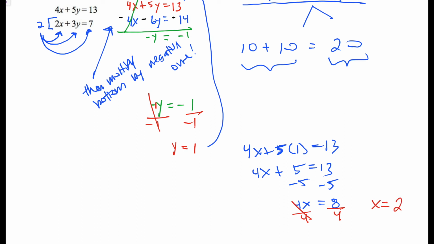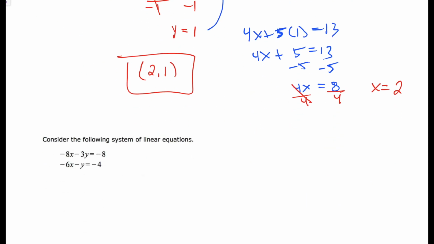2. So what's my answer? What is my point of intersection between these two lines? 2, 1. All right. And one more problem. This one here. All right. So this is the worst case scenario, I guess. It's actually very similar to the last one.